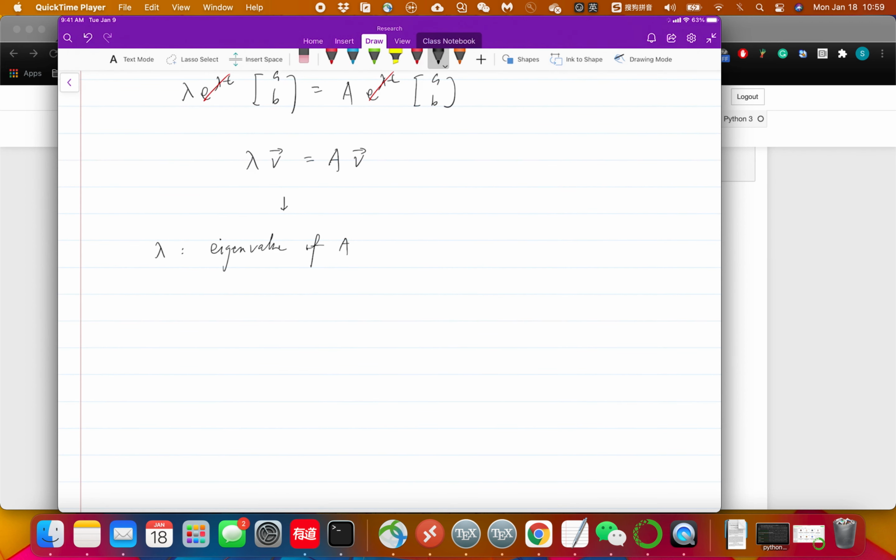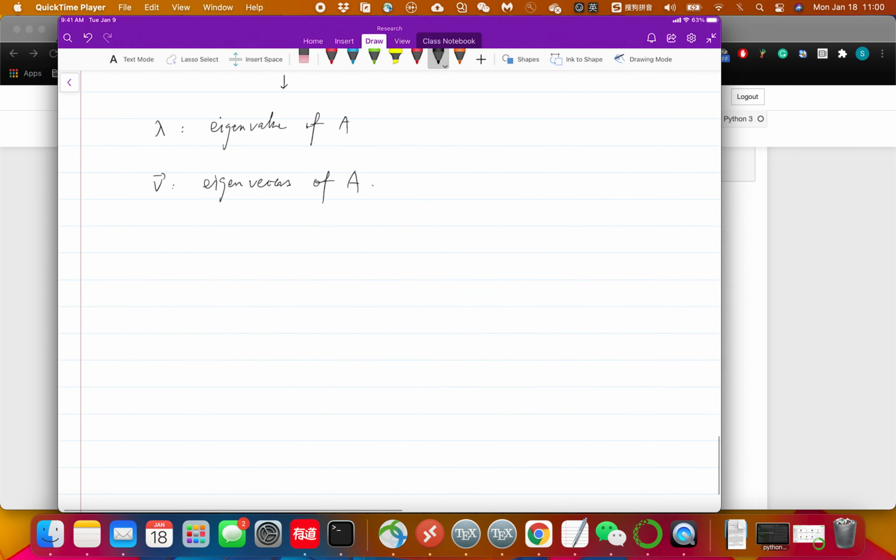And your V is going to be the eigenvectors of A. So it's settled. If you know how to find the eigenvalue and eigenvector of a given matrix, then automatically you can get lambda and the vector, then automatically you get all the straight line solutions. Okay? That's going to be awesome.